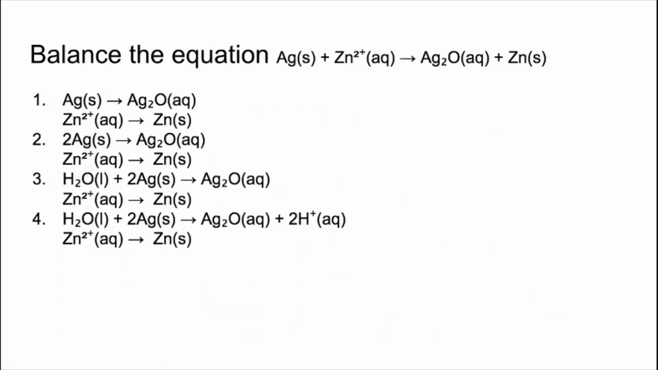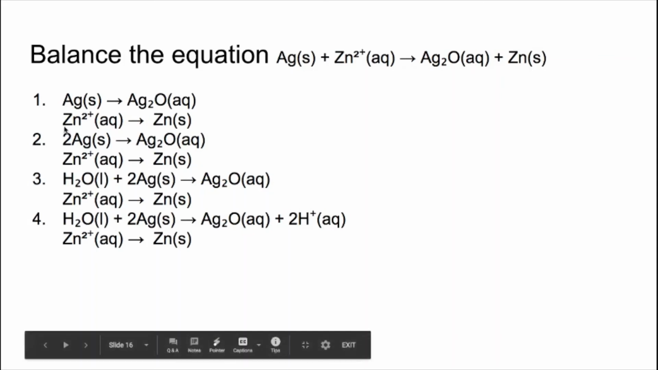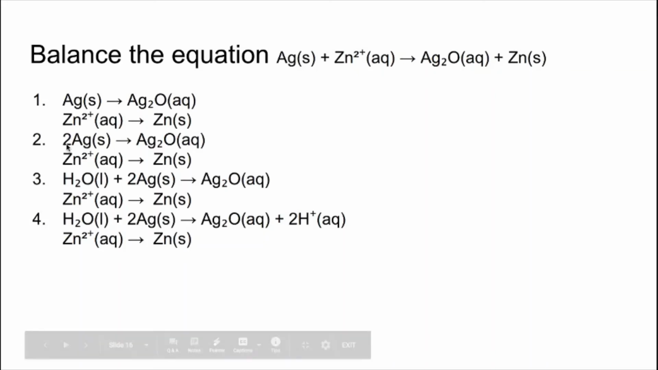So in this case, Ag plus Zn2 plus turns to Ag2O plus Zn. And first you would separate into half reactions, and you would balance the non-hydrogen and non-oxygen elements. So you multiply this by 2. Then you add H2O in order to balance the oxygen on both sides. Here there's only 1 oxygen atom, so you only add 1 H2O molecule.